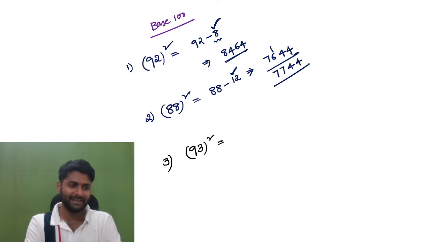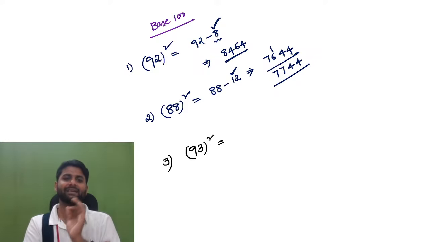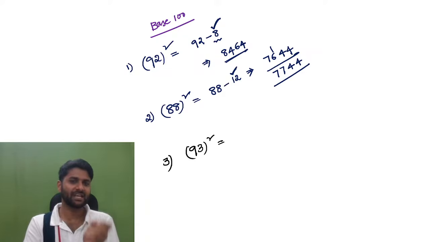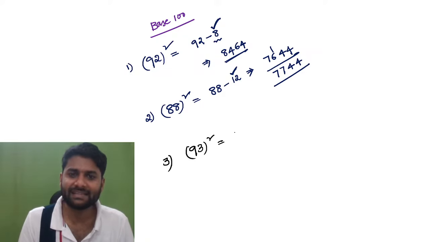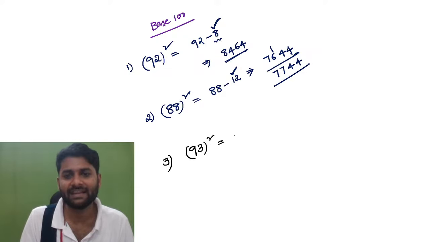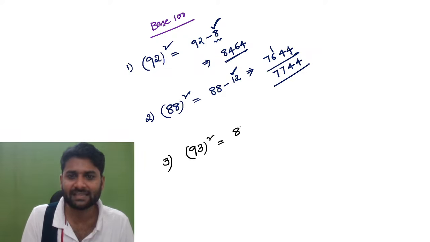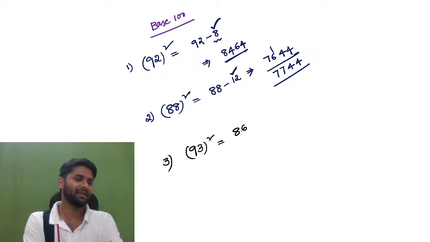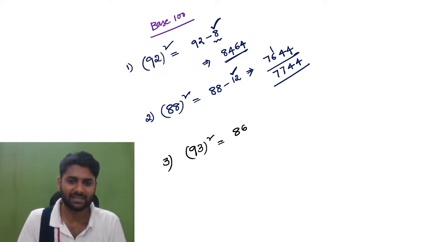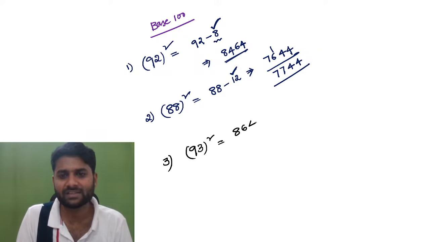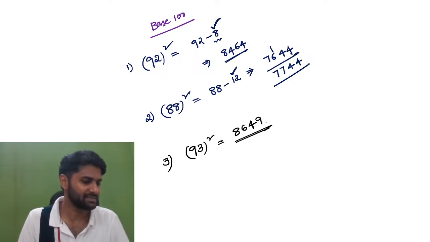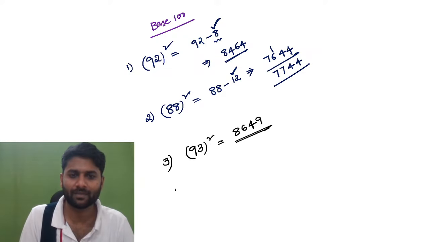You know that 93 is less than 100 by 7 units, and those 7 units you have to subtract from 93. 93 minus 7 is exactly equal to 86. We are subtracting 7 units, so 7 square is equal to 49. Once you understand the approach, you can directly write the answer. It's 8649. Very good.